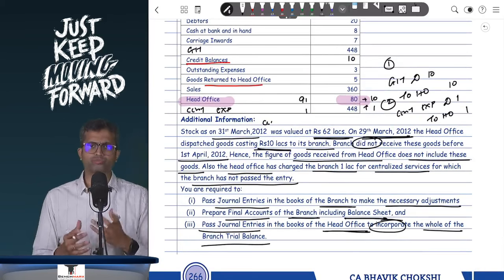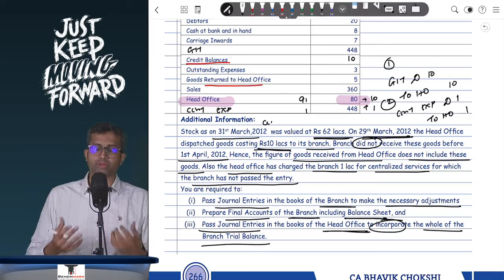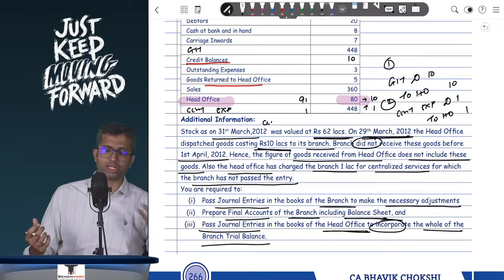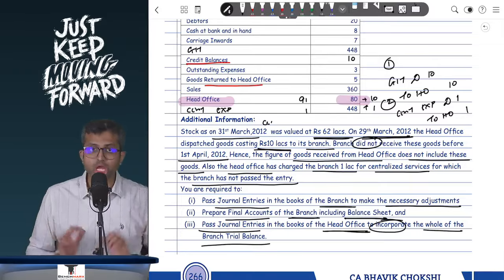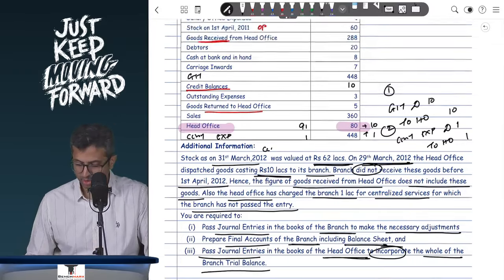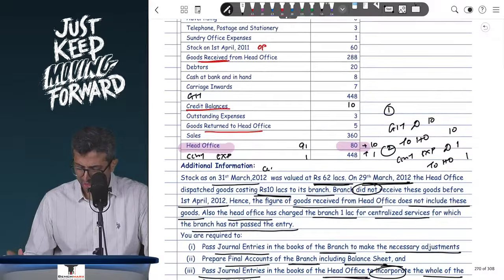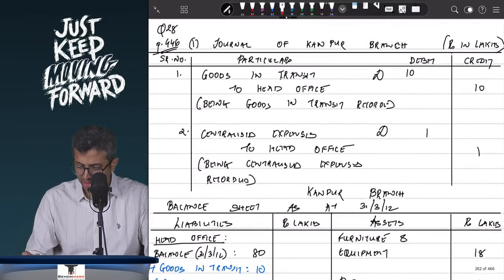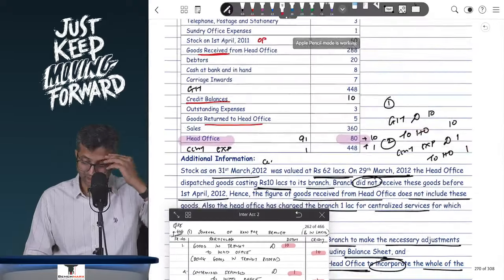So you will take over. All the assets and liabilities of the branch will be taken over. All the expenses and incomes of the branch will be taken over, and ultimately the profit of the branch will also be taken over. So when we are looking at this, first we will look at the journal entries. These are the two entries: goods in transit account debit to head office, centralized expenses account debit to the head office. So this takes care of the first part.